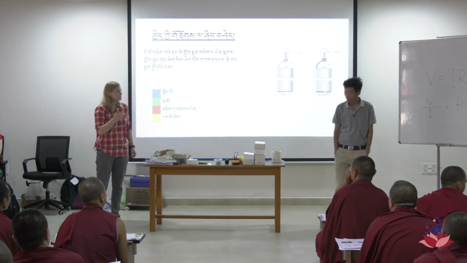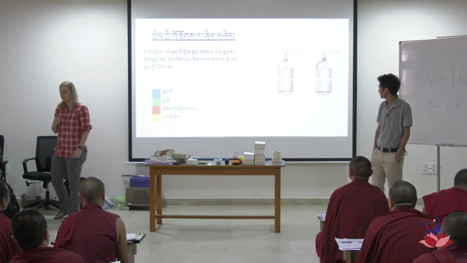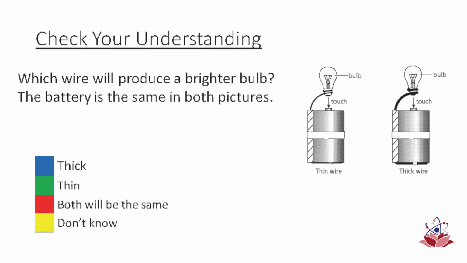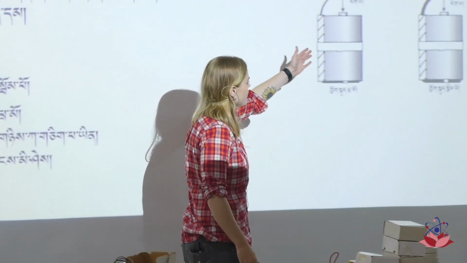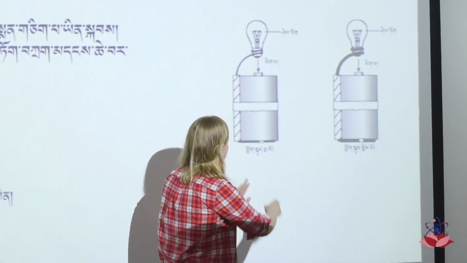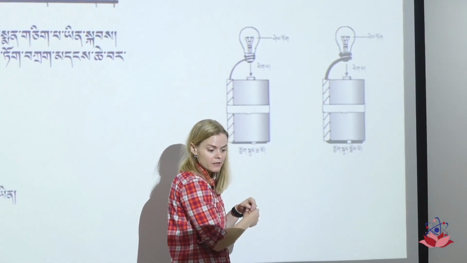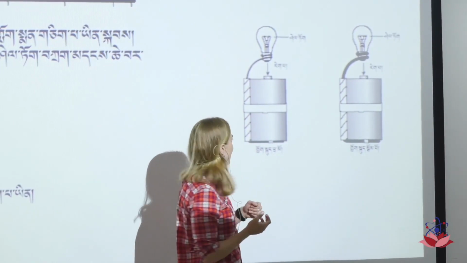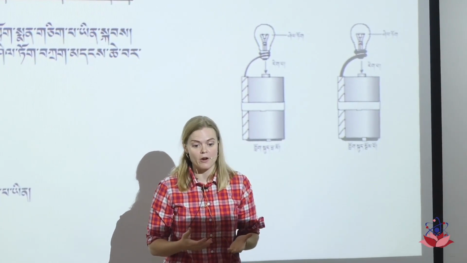So one more sort of check. So which wire will produce a brighter bulb? We have a thin wire here and a thick wire here. And you can assume all of these connections are good. We're making a circuit, but we're asking, will the thin or thick wire produce a brighter bulb?